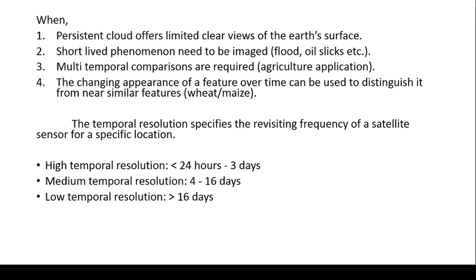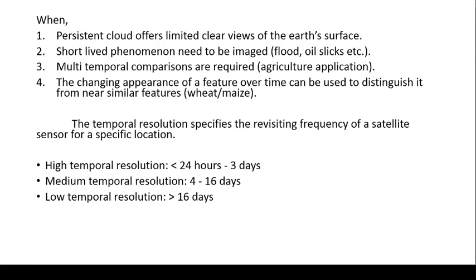The changing appearance of a feature over time can be used to distinguish it from near-similar features like wheat and maize, or any flowering crop or any orchards. If it is the sowing season, then you have a different image. When you have a flowering season, you have a different image. When there is a fruiting season of a crop, then you have a different image. So within a particular season also you can take images at different spans, and you can use this temporal resolution for your study.